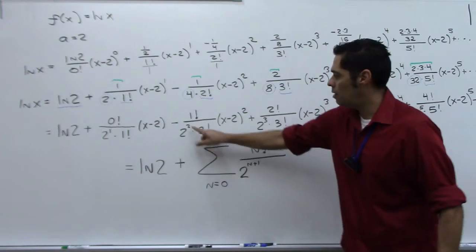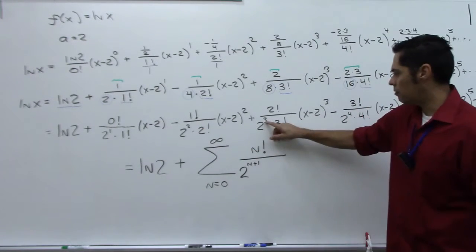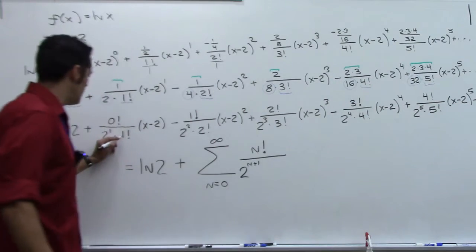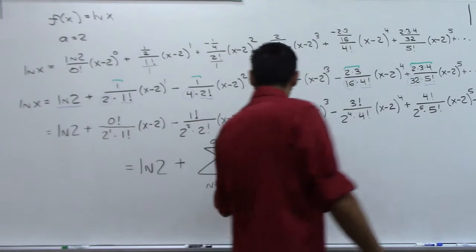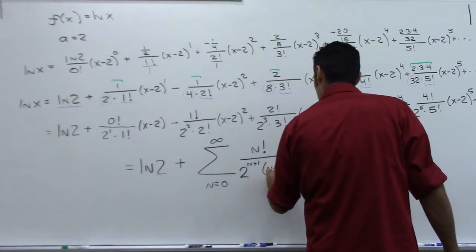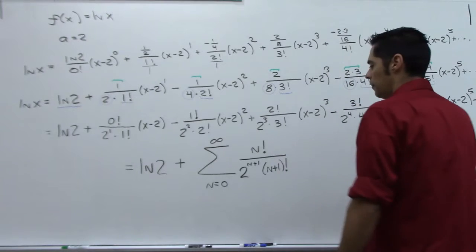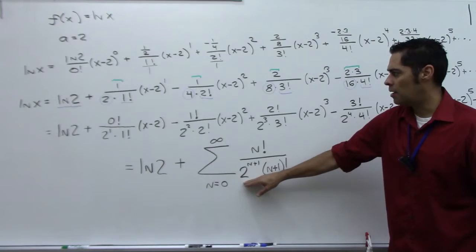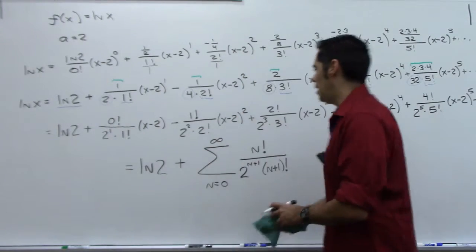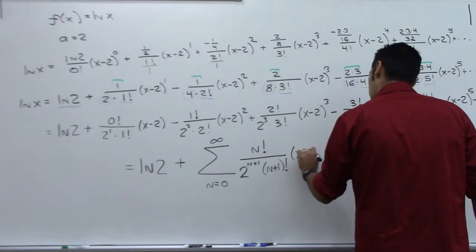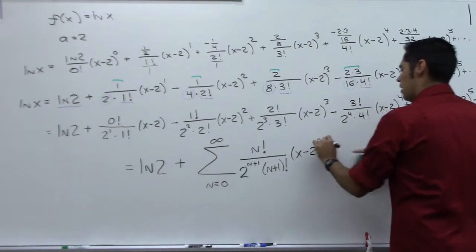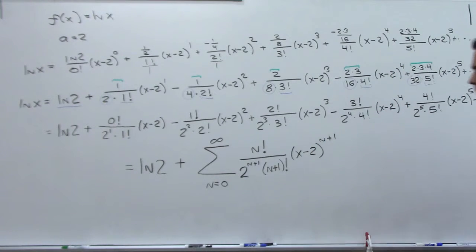When I plug in 1, I'll get 2. When I plug in 2, I'll get 3. When I plug in 3, I'll get 4, and so on and so forth. Same with the factorials. This is a 1 factorial, so this is going to be n plus 1 factorial here. So when I plug in 0, I get 1 factorial here, 0 factorial here, 2 to the first power here. So that takes care of this. And then the power on x minus 2 needs to start at 1 and go 2, 3, 4, so I'm going to do n plus 1 there also. And that should be our Taylor series.